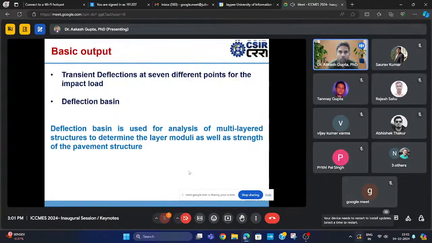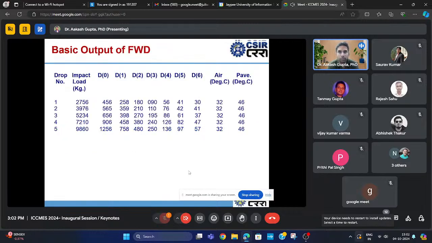Now, what are the basic outputs which we get? The basic output from falling weight deflectometer we get is air temperature and pavement temperature. All these things are also measured by sensors. Like in BBD, we need to dig a hole and put some glycerol and a thermometer inside that hole to measure the temperature of the pavement. But in this case, sensors are there which will automatically record the air temperature as well as the pavement temperature, which is very important for the analysis part. So this is the basic output.